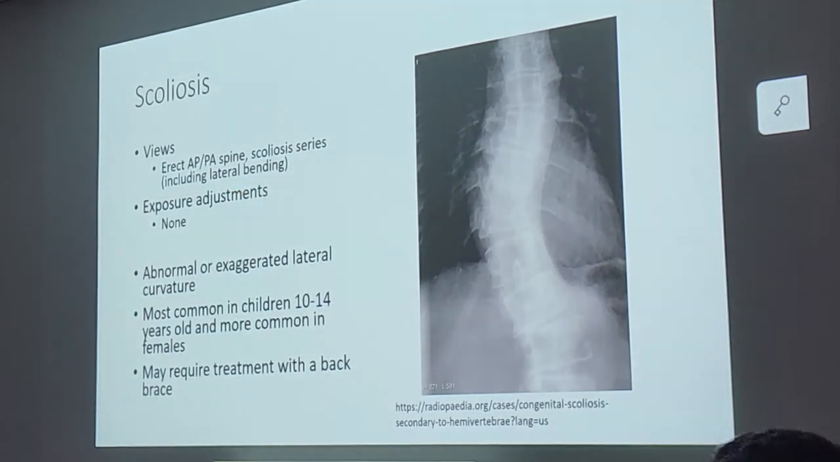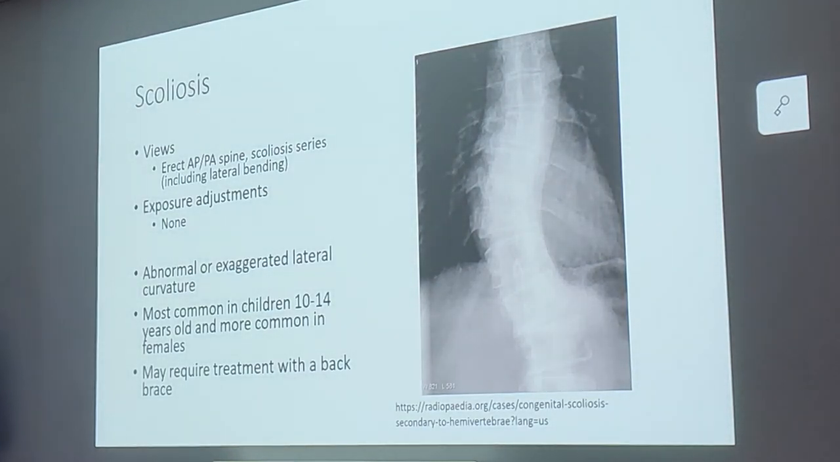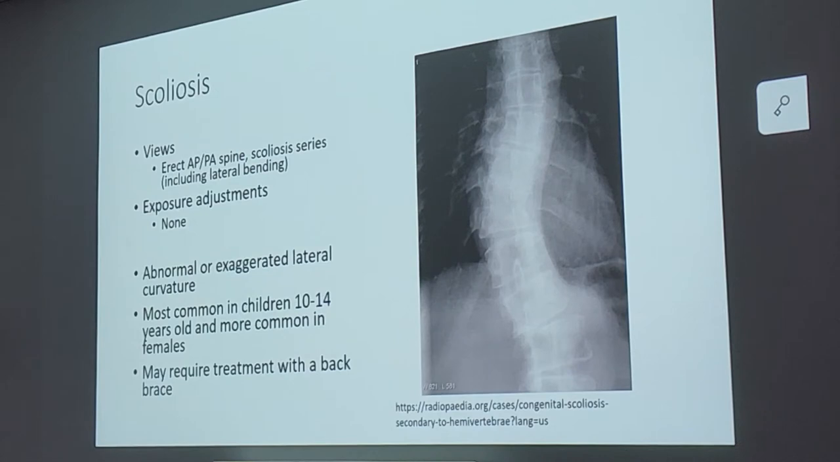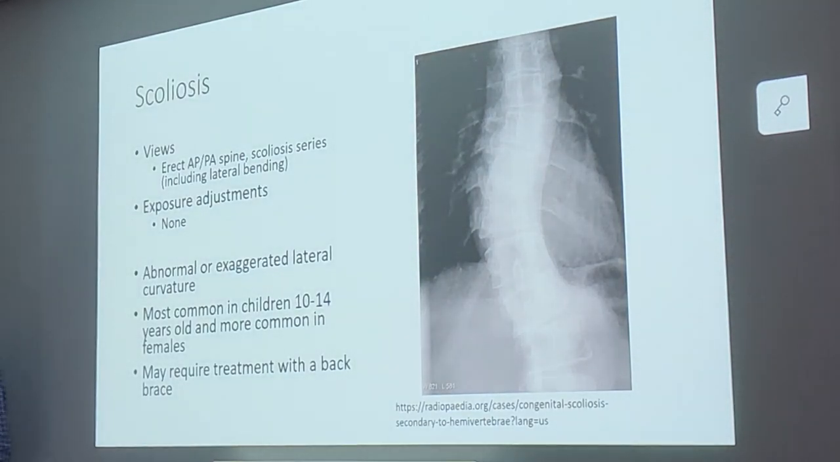So we do have a scoliosis series. Nick, can you explain what's so special about that scoliosis series? Well, they use this cool function called stitching. So you're able to take multiple shots of the spine and then it stitches them together as one image. That's right. Normally you can do that for the femur and your whole leg too, all bones.